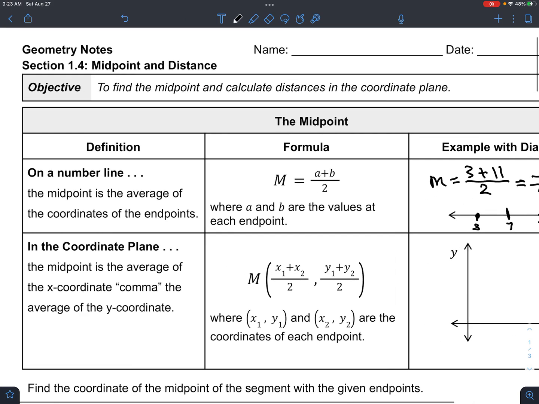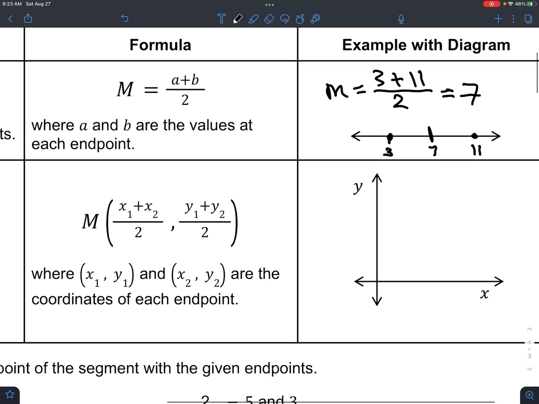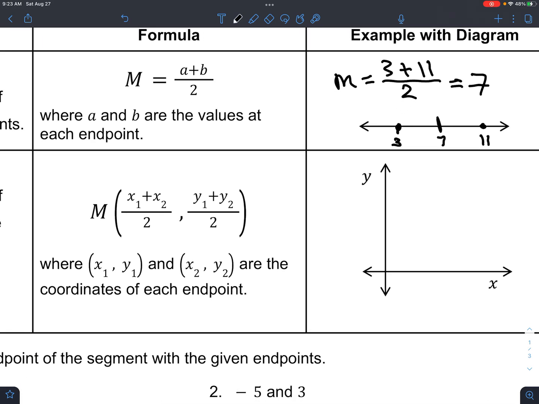Now, if you have the coordinate plane, which is the xy plane with the x-axis and the y-axis, the midpoint is the average of the x's, comma, the average of the y's. The formula looks really intense, but it's not too crazy. So, for example, if we were here at, say, the point (1, 6), and maybe down here at the point (5, 2).